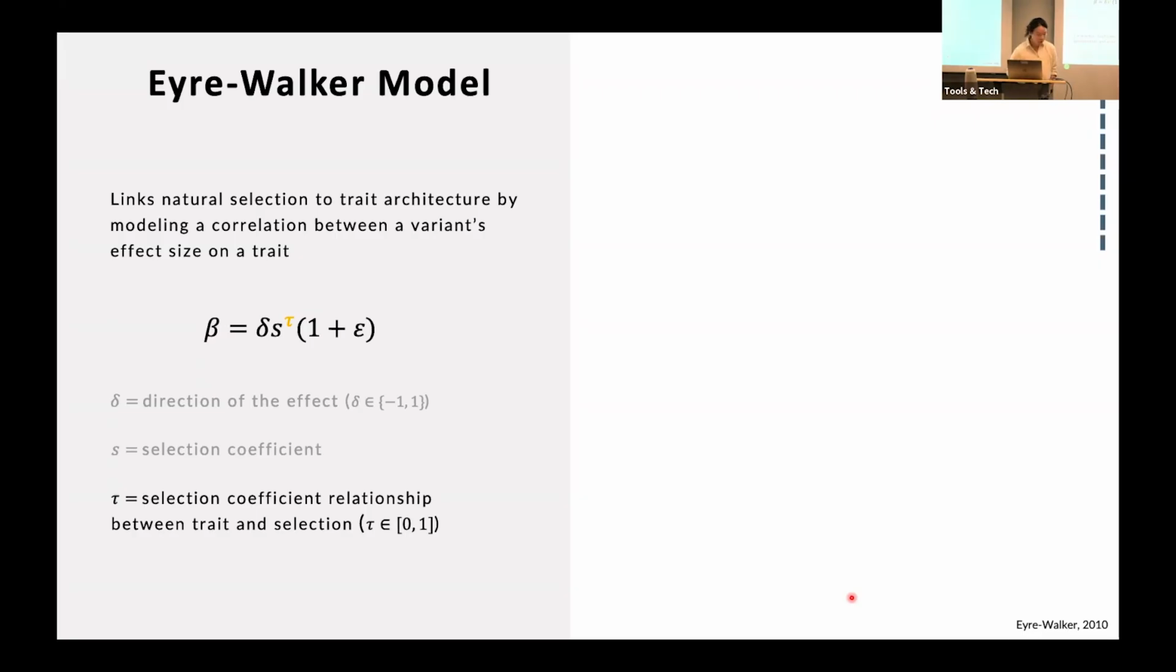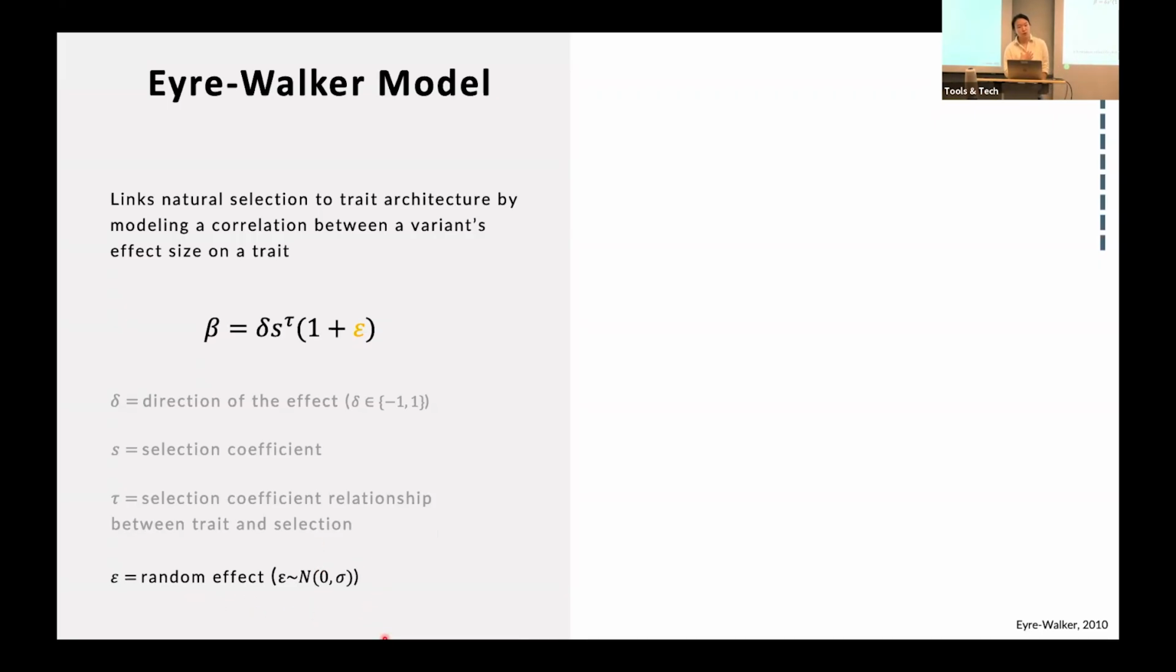So tau here is kind of the key parameter of this model. And this parameter describes the relationship between trait and selection. So tau can range between 0 and 1. And if it's 0, it means that there's no correlation between effect size and fitness whatsoever. And if it's 1, there's a complete correlation, or another way of saying that is the phenotype you're looking at is the fitness itself. And then we have this random effect drawn from a normal distribution.